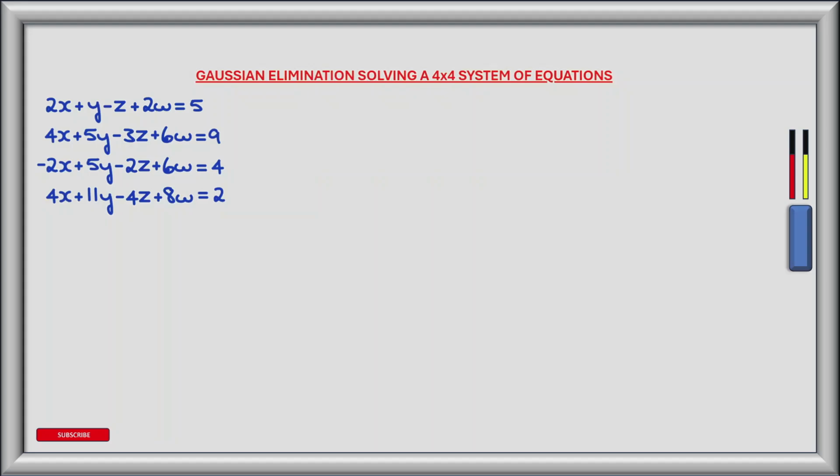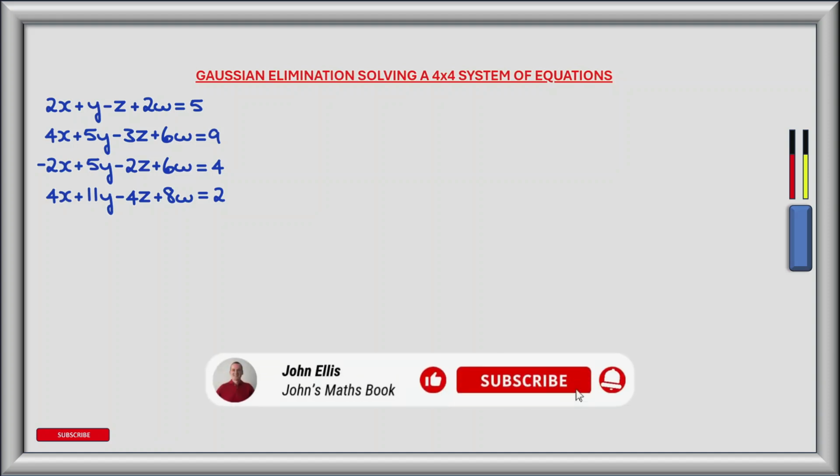Suppose we have a 4x4 system of linear equations. Let's look at how we solve for x, y, z and w using Gaussian elimination. The system of equations is shown on the board.